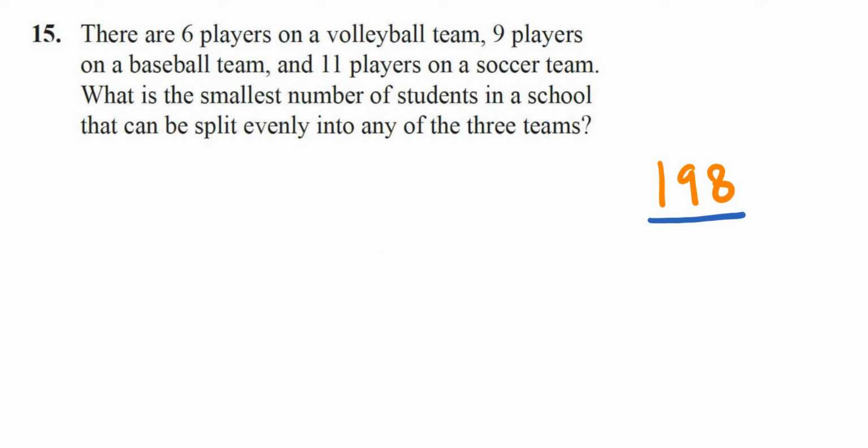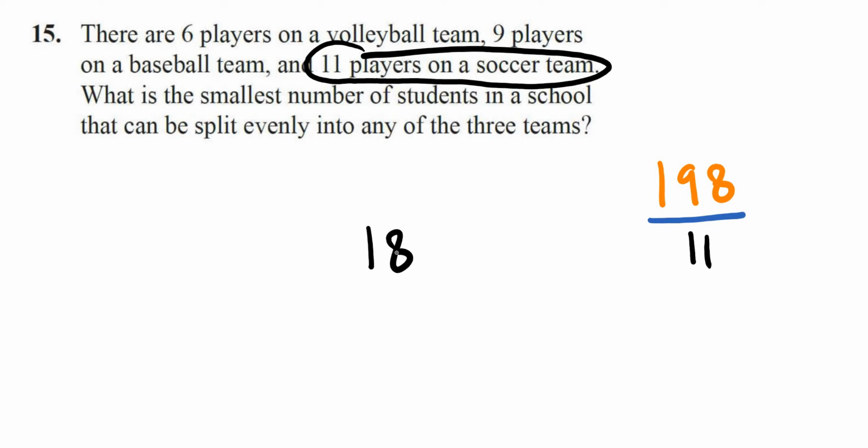And finally, if there are 11 players on a soccer team, if I do 198 divided by 11, that gives me 18. So if I use all of the 198 kids in the school and divide them into soccer teams, I would have 18 total soccer teams, and each team would have 11 players.